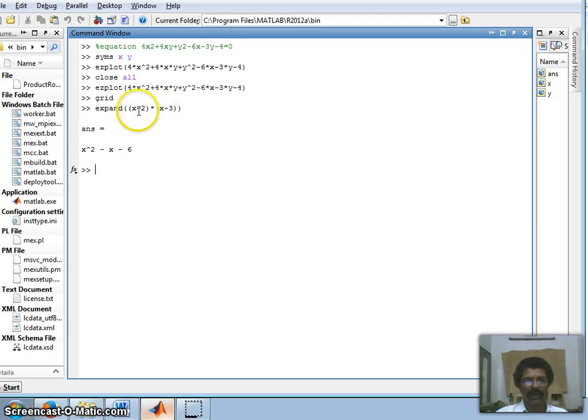This one is equal to 2x minus 3x, which is equal to minus x, and plus 2 into minus 3 is equal to minus 6. Right.